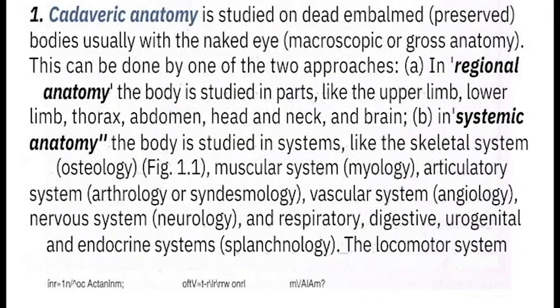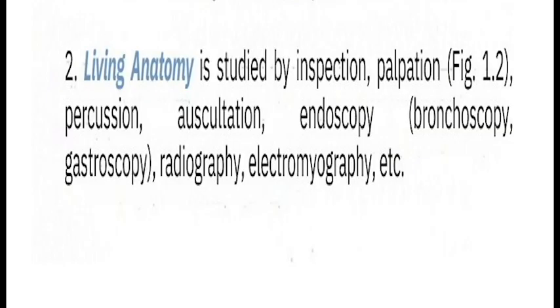The locomotor system, the system that allows us to move. It is a combination of three specific fields: osteology, bones; arthrology, joints; myology, muscles. Living anatomy is the method of studying the body of a living human being. It is vital for diagnosis and clinical treatment. The primary methods used for this study are as follows.